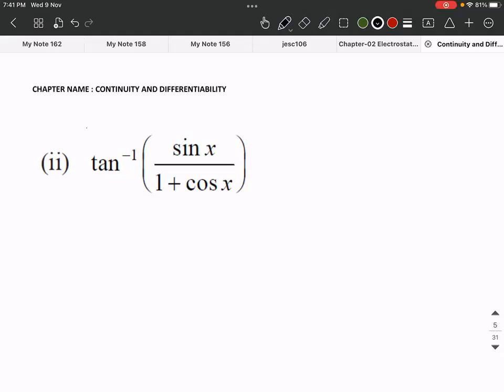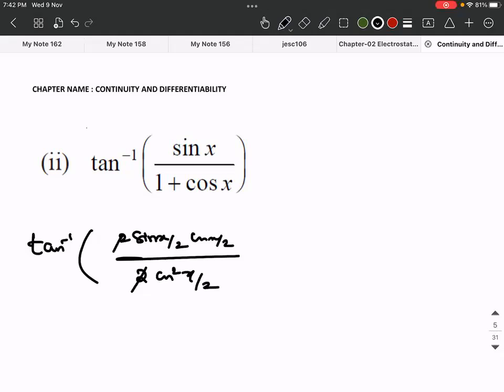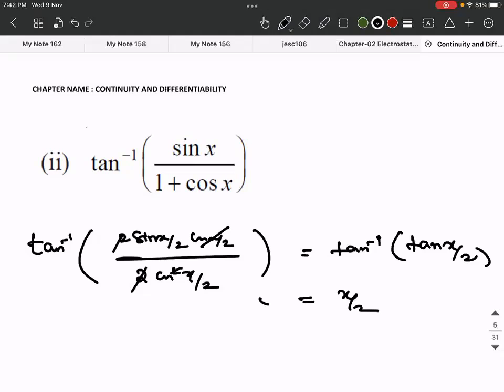Anybody with the answer? Sir, 1 by 2. Yes, 1 by 2 is correct. Because tan inverse of sin x over 1 plus cos x, you can write it as 2 sin x by 2 cos x by 2 divided by 2 cos square x by 2. Cancel these. Then cos x by 2 will get cancelled. This will be tan inverse of tan x by 2. The answer will be x by 2. So this is why y dash would be half.